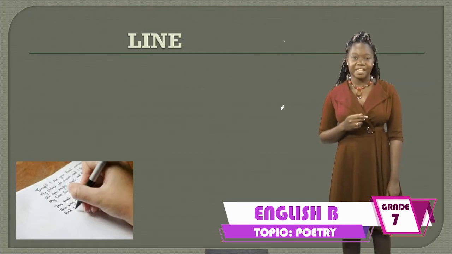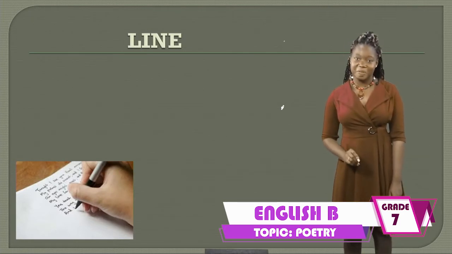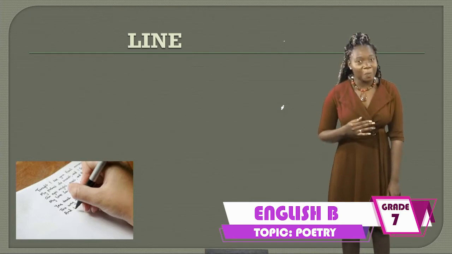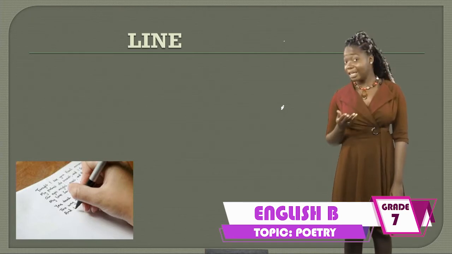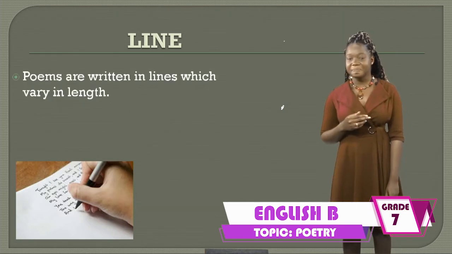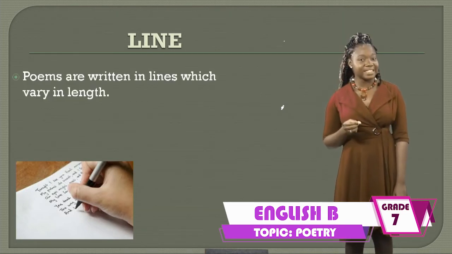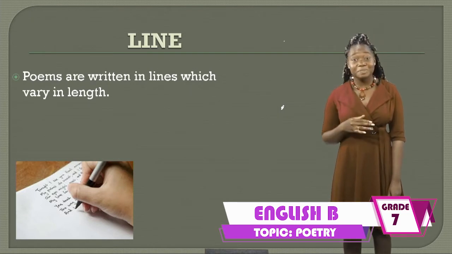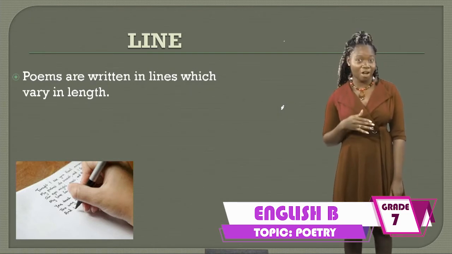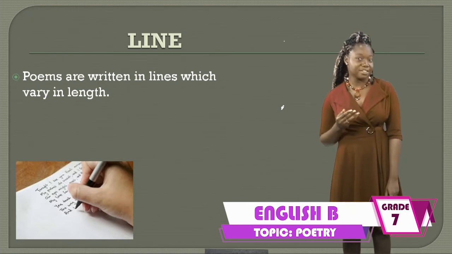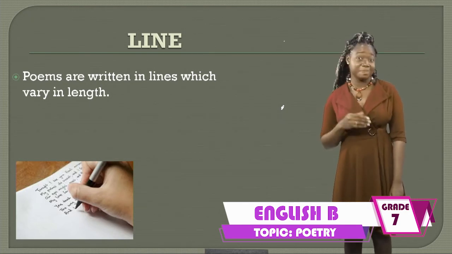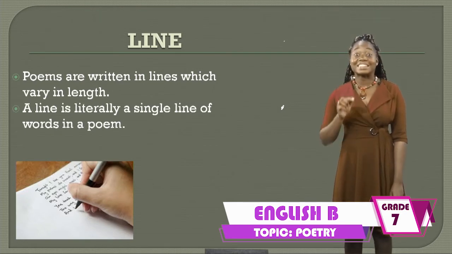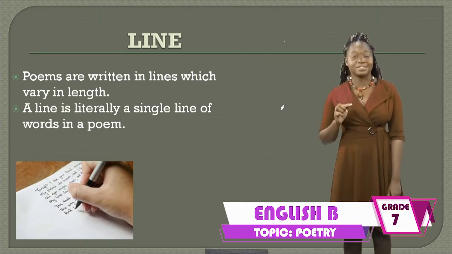Line. In poetry, there's a term used that's called line. What do we mean when we say line in a poem? Poems are written in lines, which vary in length. This means that a poem can be either long or short. It can also be somewhere in between. A line is literally a single line of words in a poem.